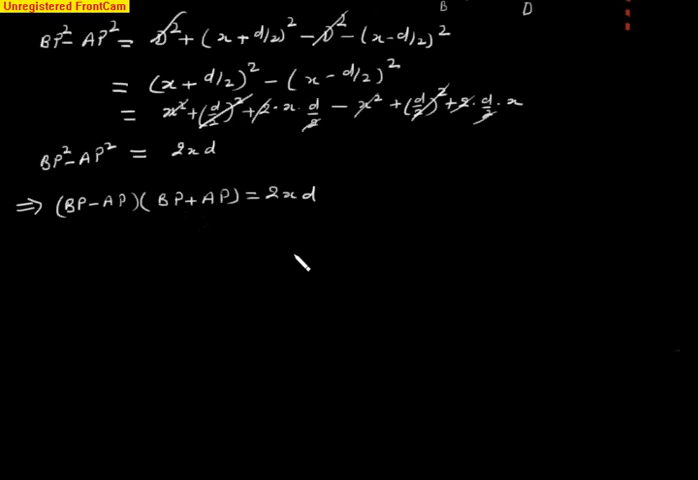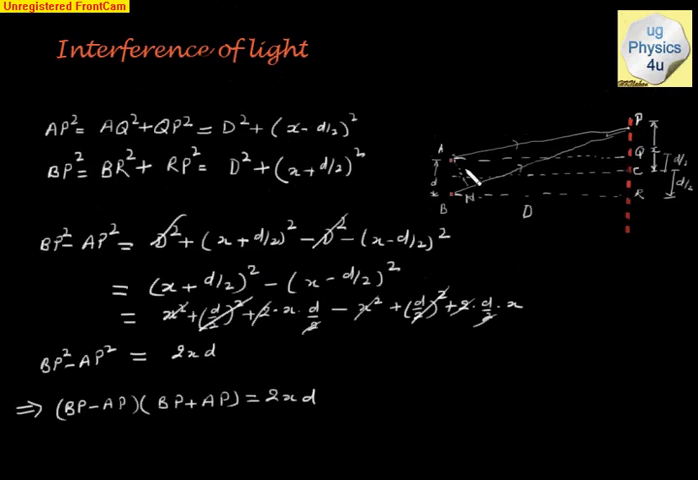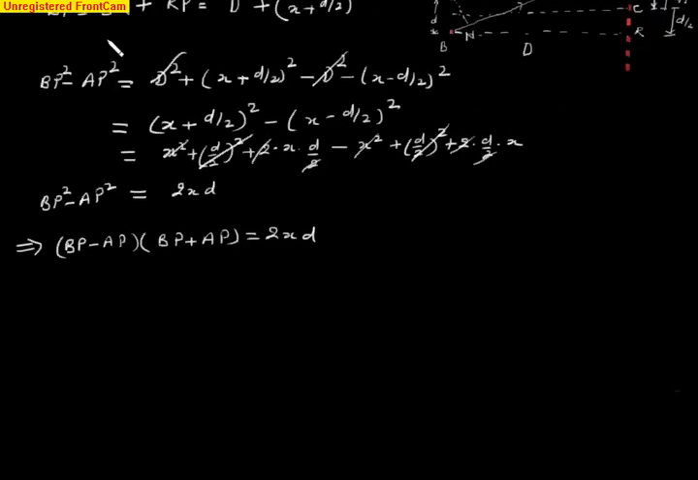And we assume that this BP and this AP are almost equal, if this P is not far away from C. That means P is near to C, which means we are just looking for this maxima which is near to C. In that case, AP and BP will be almost equal, and therefore we can write BP plus AP is equal to 2D.